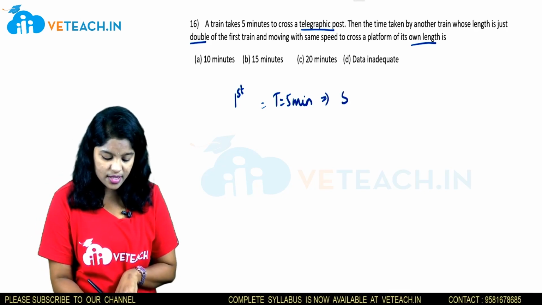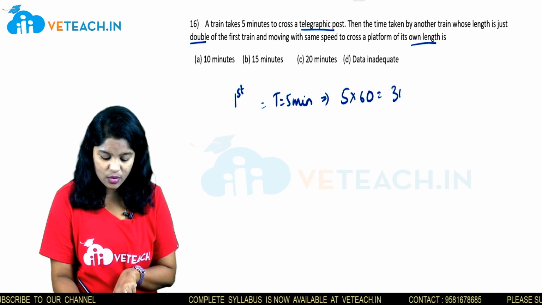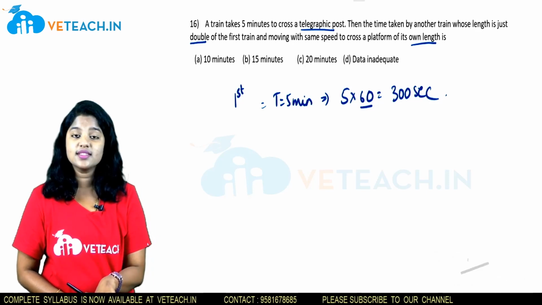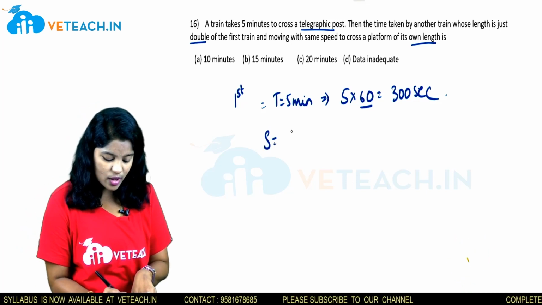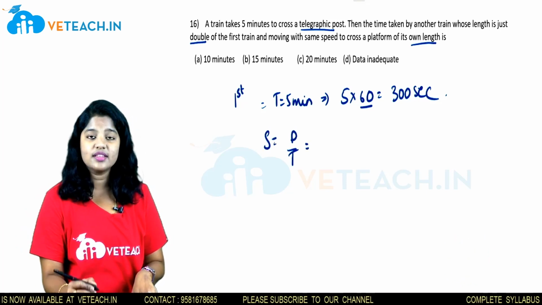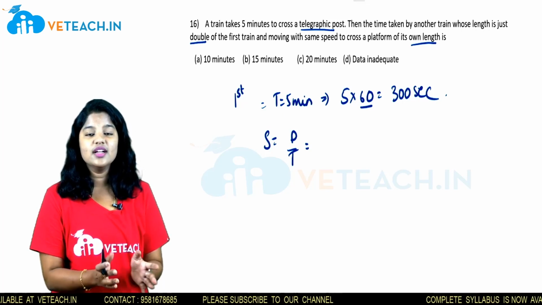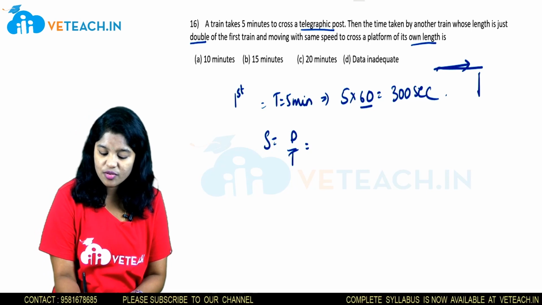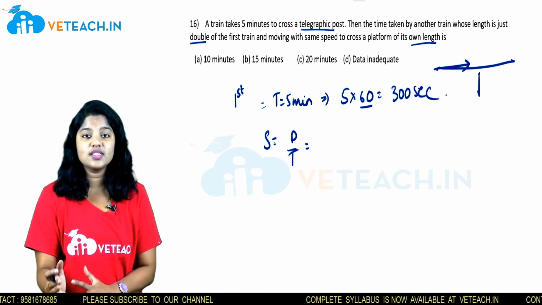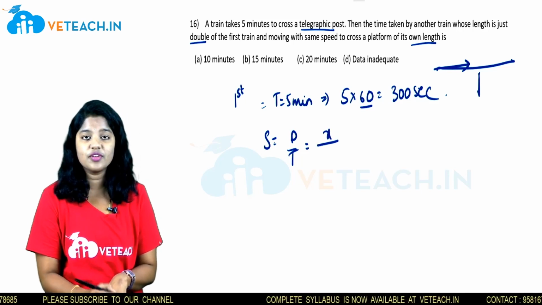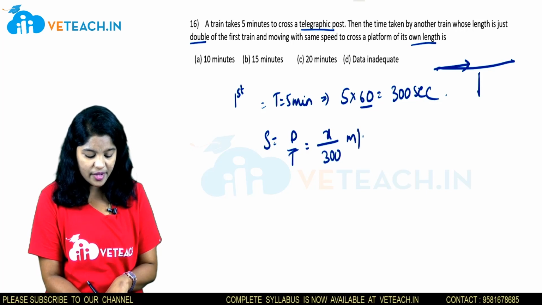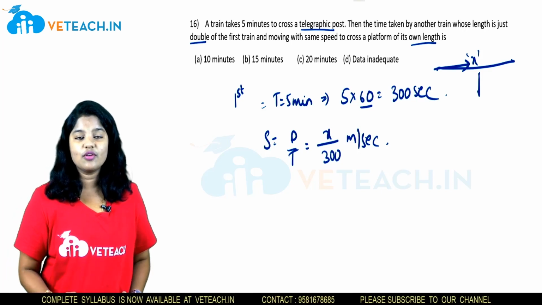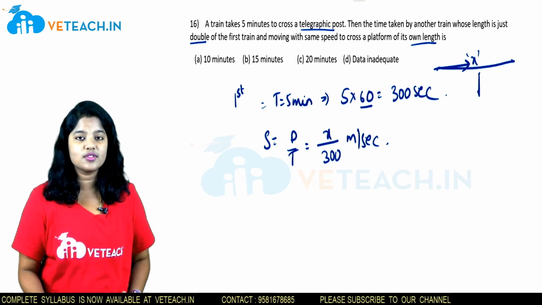Here I am converting minutes into seconds. So 5 into 60 is equal to 300 seconds, because per minute we have 60 seconds. So to cross a telegraphic post it takes 300 seconds. Now the speed is equal to distance by time. Let the length of the train be x. The length is nothing but the distance to cross the telegraphic post, because in order to cross the telegraphic post the train has to travel its own length completely. So the speed is x by 300 meters per second.